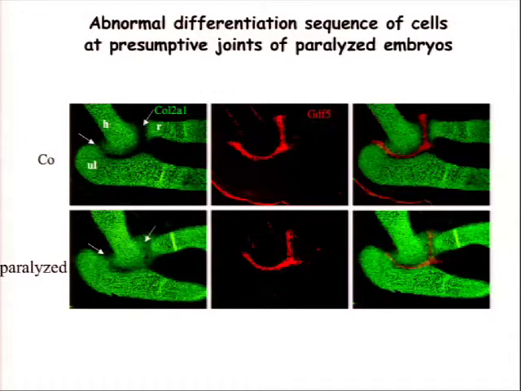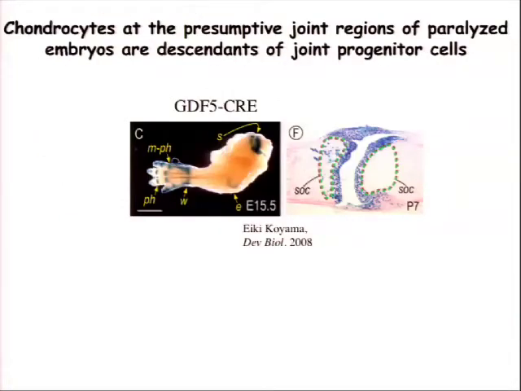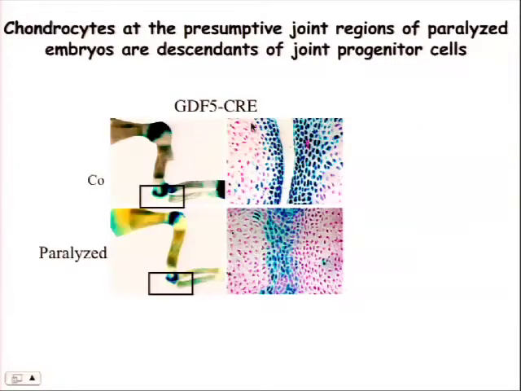And to really show that the joint cells lost their normal fate, we used a lineage study taking advantage of a mouse which expresses Cre under GDF5, which, as you can see here, marks the joints. Once we did that in the background of our paralyzed or muscleless mice, you can see that these cells are basically descendants of the joint-forming cells.